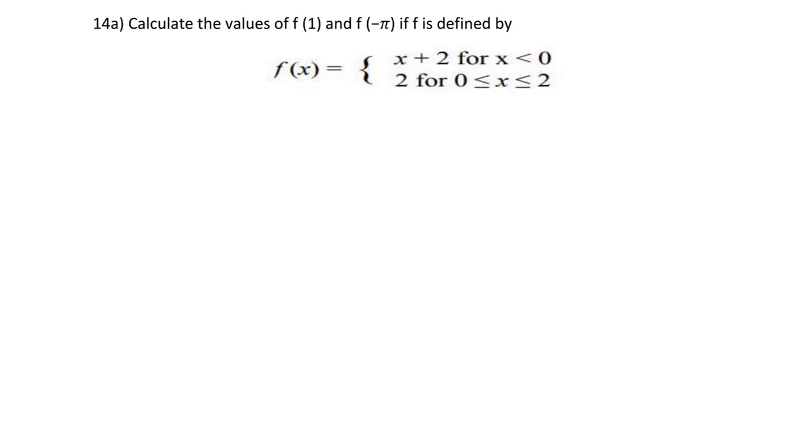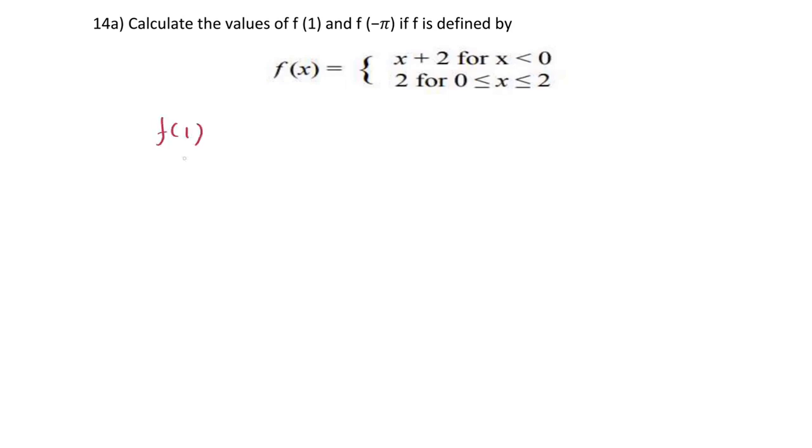Question number 14, part A, calculate the values of f(1) and f(-pi) if f is defined by the function of x with those values. Okay, so this is the step function problem. First, we are going to start with f(1).